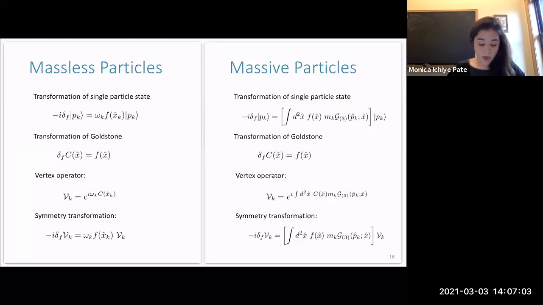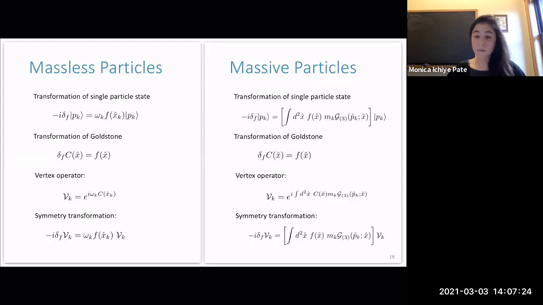Now, the Goldstone boson, its transformation is simply fixed by symmetry, so it's the same in both cases. And in the massless case, we saw that the vertex operator, which fully reproduced the transformation of a single particle state, took this form. And so note the relation of this vertex operator to this transformation is that you multiply by i, exponentiate this, and replace f with c.